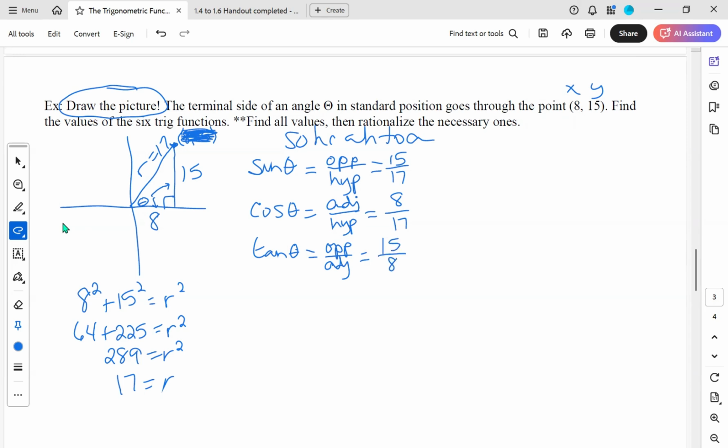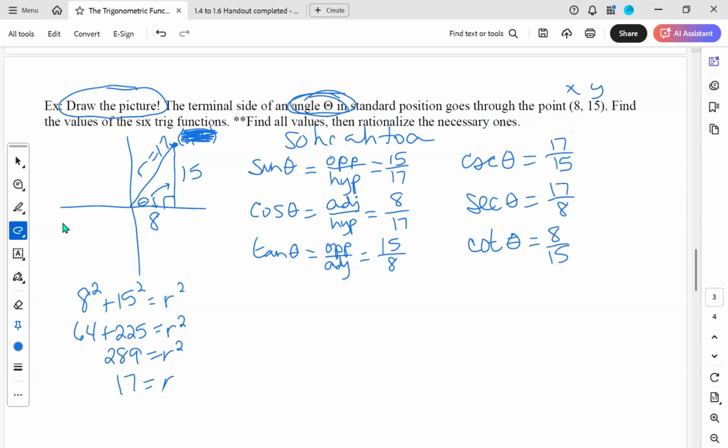And these are all of theta. We don't know the angle measure. They didn't give us the angle measure here. The ones up above, they gave us the angle measure. Here, they didn't give us the angle measure, so we just write it as theta. Now, to find your cosecant of theta, your secant of theta, and your cotangent of theta, I do exactly what I did above. I just flip the sine, cosine, and tangent. So this is going to be 17 over 15, 17 over 8, and 8 over 15.